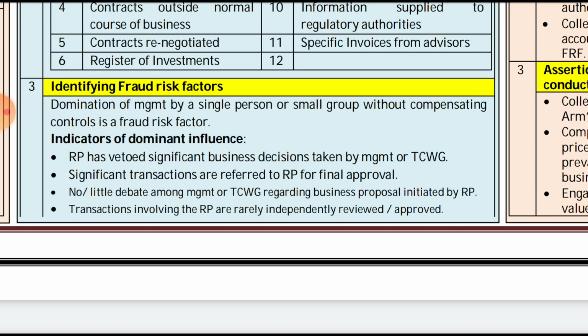So which are the 4 indicators? First, the related party has vetoed a significant business decision taken by the management or the TCWG. Second, the related party approval is the final approval. Third, there is no or little debate among the management or the TCWG regarding a business proposal initiated by the related party. And fourth, transactions involving the related party are rarely independently reviewed.